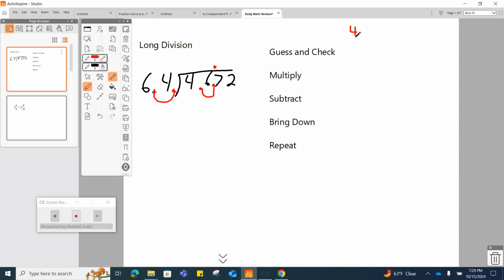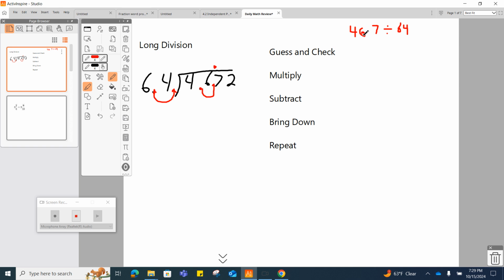Now we're going to ignore that decimal point and think about that as 467 divided by 64. So we're thinking about how many times does 64 go into 467.